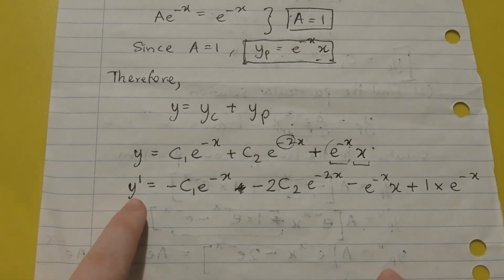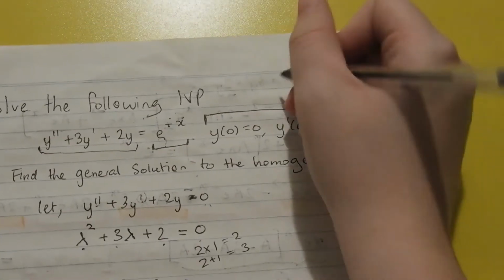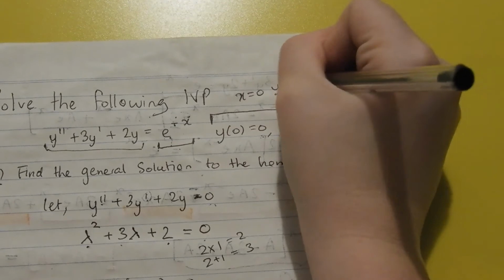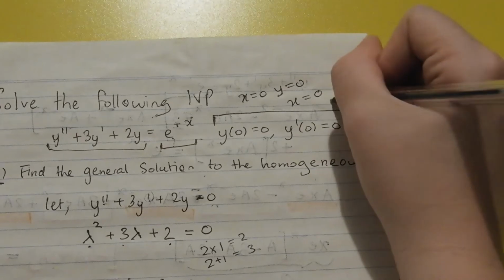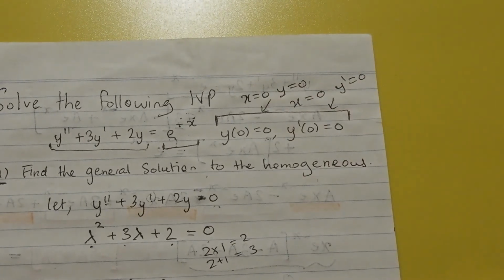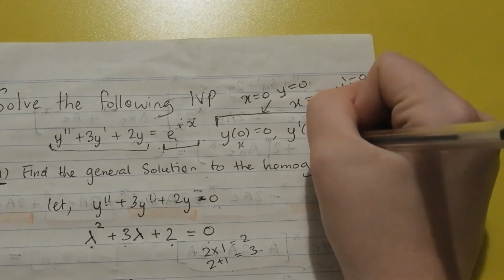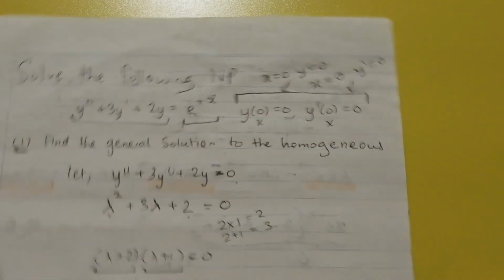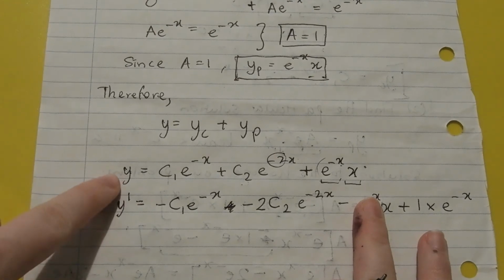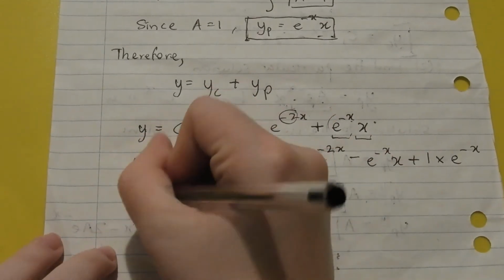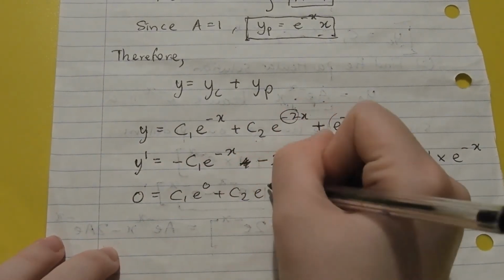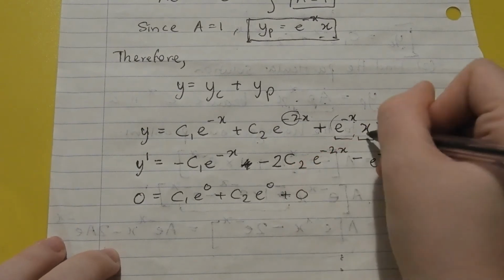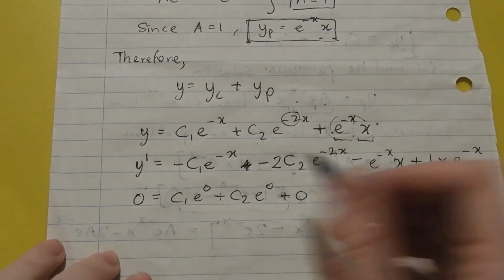So we know when x equals 0, y equals 0, and when x equals 0, y dash equals 0. That's what that means, and that's what that means. This is x in here. So first we can substitute into the first equation. So 0 equals c1 e to the 0 plus c2 e to the 0 plus 0, because all of this would just be 0.